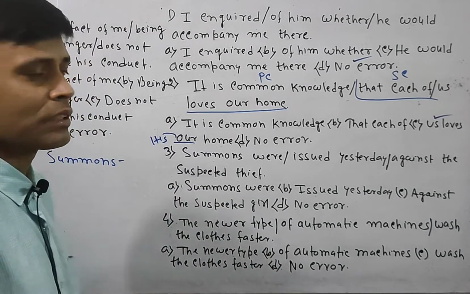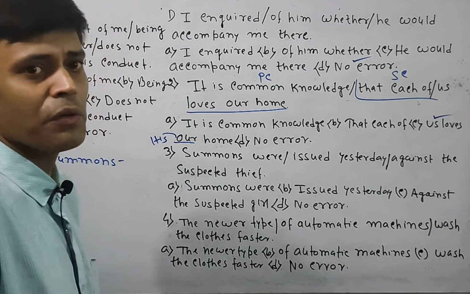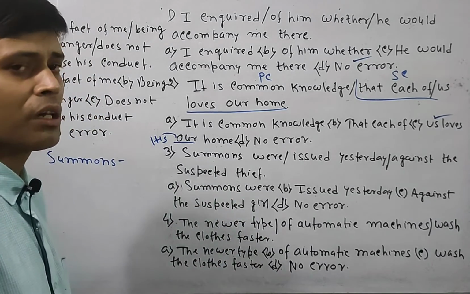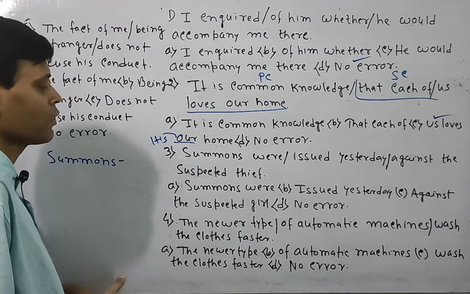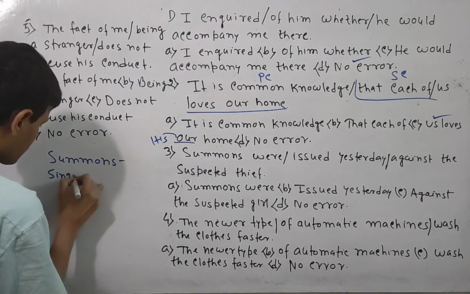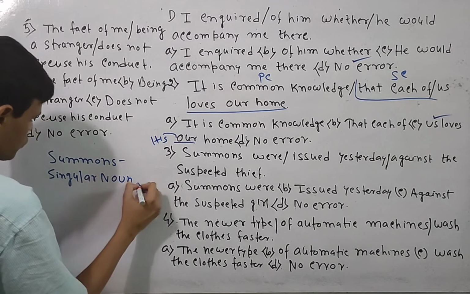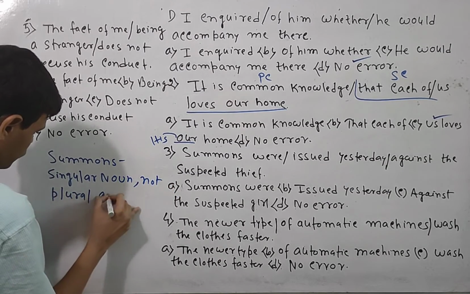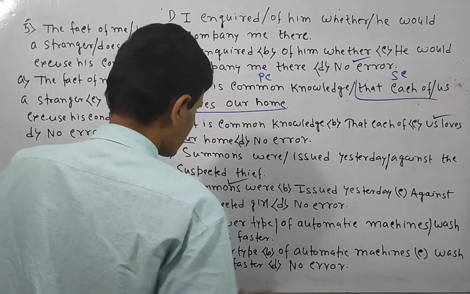In the same way, summons may be written in the plural form, but it should always be taken into account as singular. So whenever the noun is singular, the verb must be singular in form. So instead of were, was should have been there, but we have written were. So it should always be taken as a singular noun, not plural at all. So automatically this part contains some mistake.